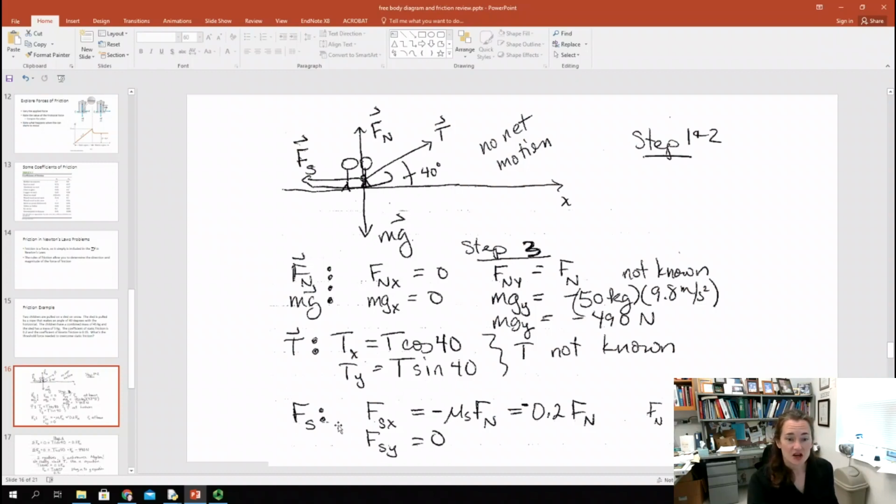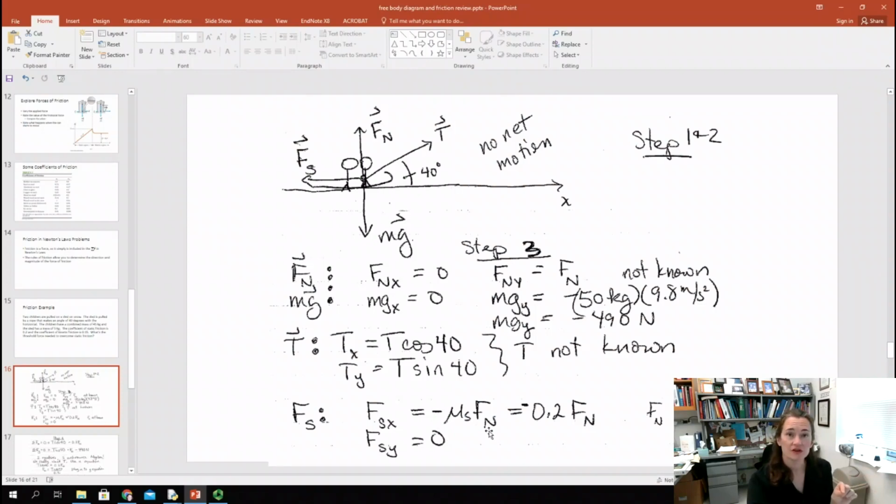Okay, the static friction, writing that out into its x and y components: there are no y components of static friction. It's acting tangentially to the surface, and the surface is x. So Fsy is 0. But Fsx acts in the negative x direction, so I'm going to write that as minus mu sub s F sub n.